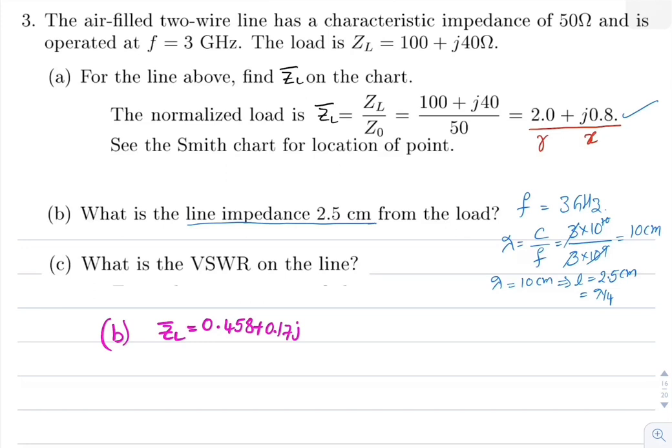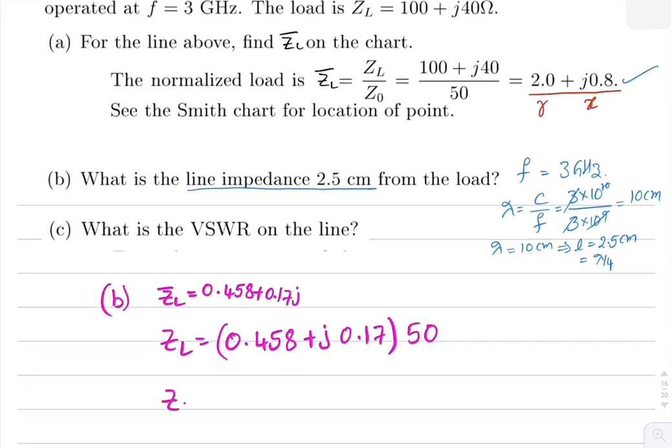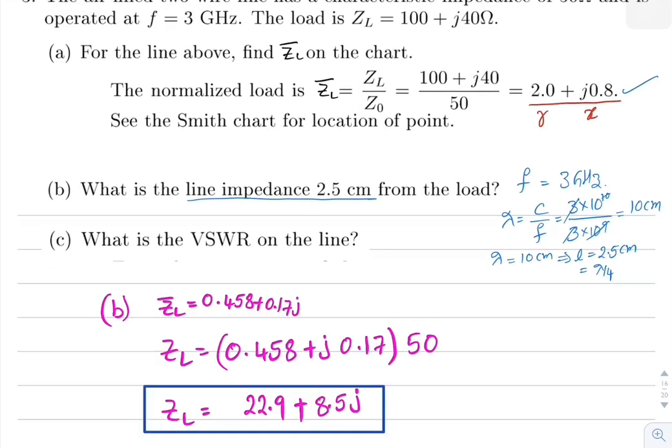But the question is to find out the impedance. Therefore ZL equal to 0.458 plus j times 0.17 multiplied with the characteristic impedance 50 ohms. Therefore ZL equal to 22.9 plus 8.5 j. Okay. The third question is, what is the VSWR on the line?